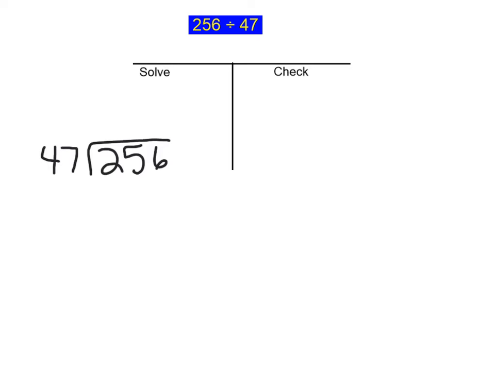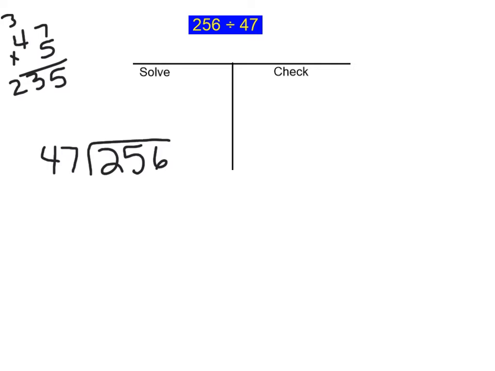Well, in my head, I need to say that 47 is close to 50. And I'm going to count up by 50s to see how close I can get to 256. 50, 100, 150, 200, 250. So 50 times 5 is 250. So I'm going to take 47 and multiply it by 5 because it should be pretty close to 250. 5 times 7 is 35. 5 times 4 is 20 plus 3 is 23.